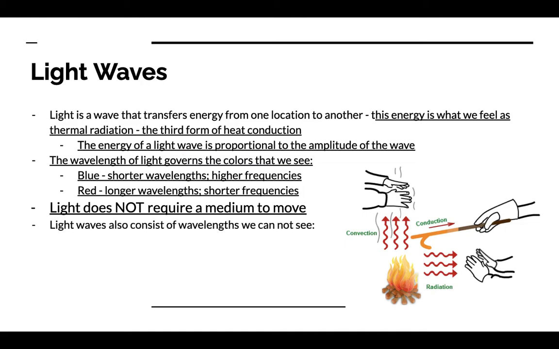So light also consists of wavelengths we cannot see. Light is part of a larger spectrum called the electromagnetic spectrum, and there are other versions of light waves. And I say light in quotations because they're not really light waves, but different forms of a larger set of waves, what we call electromagnetic waves. So there are also radio waves, microwaves, infrared, and ultraviolet.